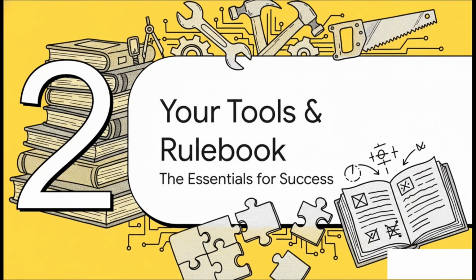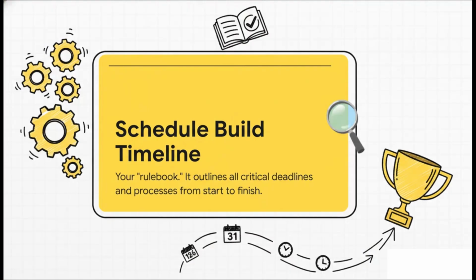Okay, so you're in the system and you know you've got backup. Now what? Let's talk about the essential tools and the rule book you'll need to really start putting this puzzle together effectively. All right, your absolute number one tool, your best friend in this whole process, is going to be the Schedule Build Timeline. This is your rule book. It lays out every single deadline, every process, every step from the very beginning to the very end. If you stick to this timeline, you can have a much, much smoother build. Think of it as your roadmap through the whole game.